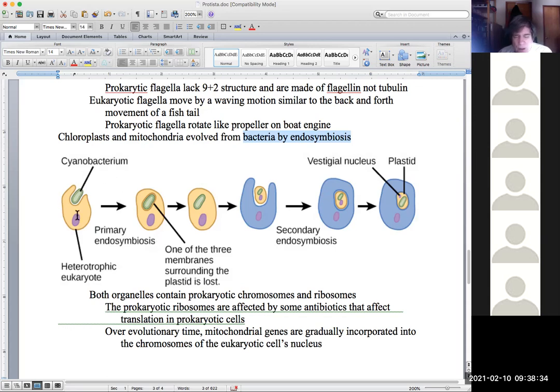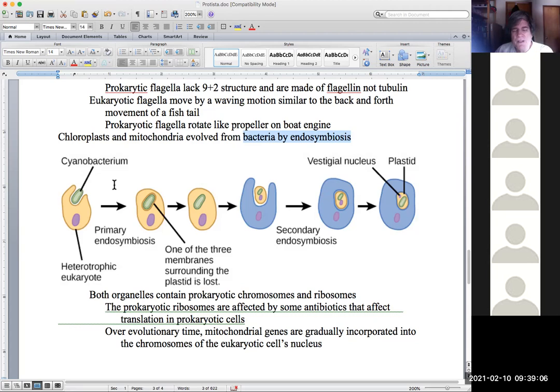So here we have a eukaryotic cell, this kind of orange colored organism. And the nucleus is represented by this purple oval. And we have a cyanobacterium. Now, cyanobacterium, cyan refers to a blue-green color. Cyanobacteria used to be called the blue-green algae. And so cyanobacterium are photosynthetic.